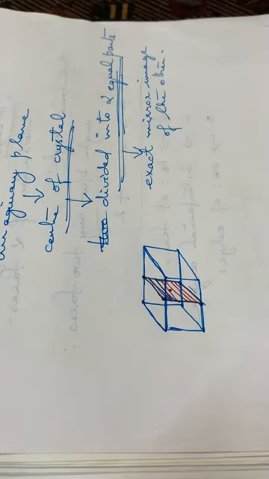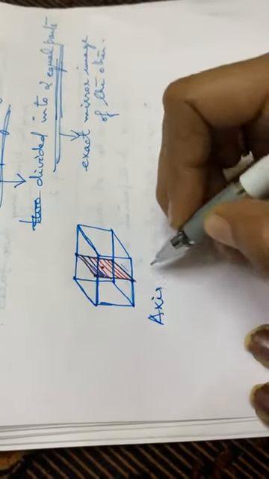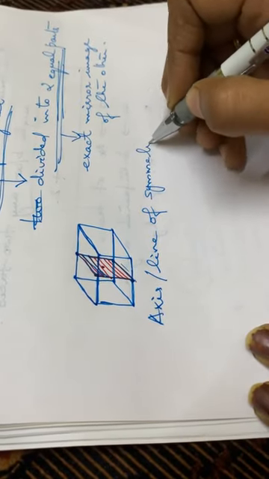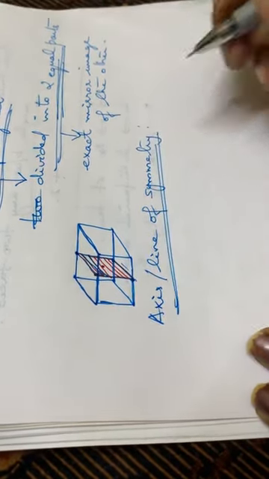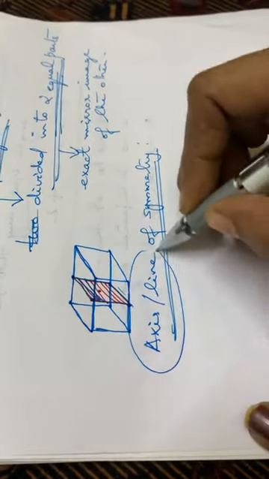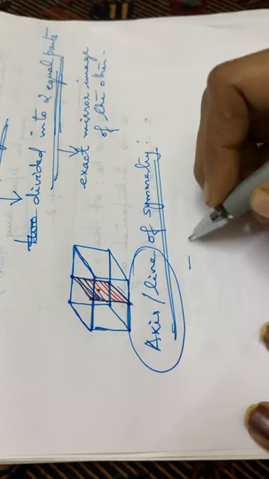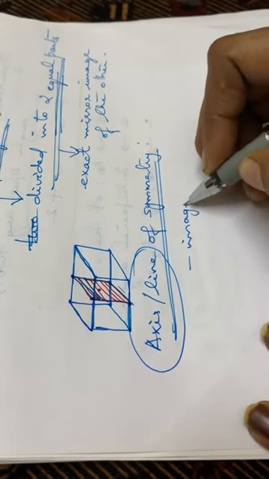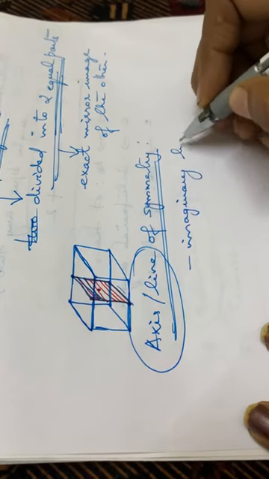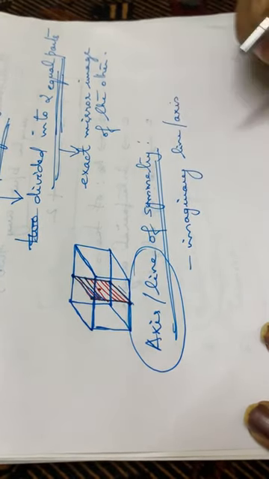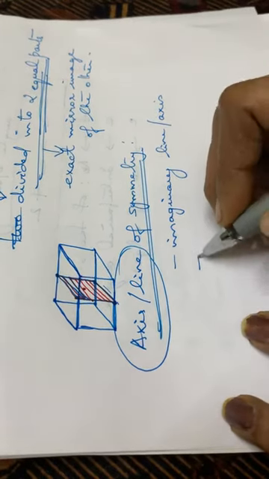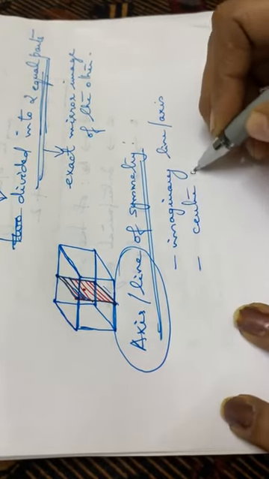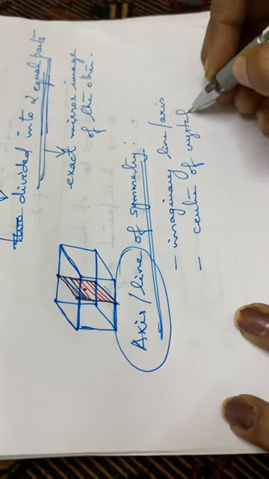And then comes the axis or line of symmetry. Hope you understood the plane of symmetry. The next one is the axis of symmetry. Axis or line of symmetry means, the first point to be noted is that it is an imaginary line. The previous one was an imaginary plane for plane of symmetry. So here this is an imaginary line, or imaginary axis, which is passing through the center of the crystal.